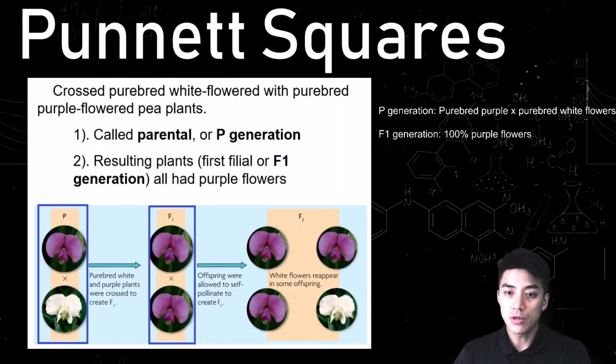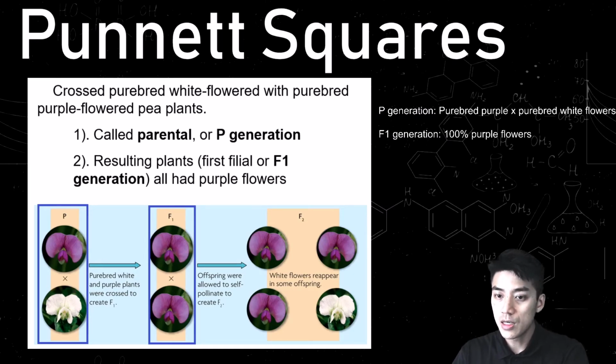So let's see what Mendel has done so far with this Punnett square. He has taken purebred purple flowers and purebred white flowers, and he has crossed them. So that was the parent generation, and the offspring, known as the F1 or first filial generation, all had purple flowers. 100% of them all had purple flowers.